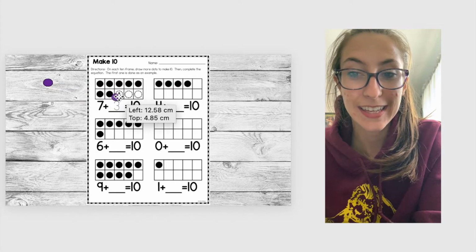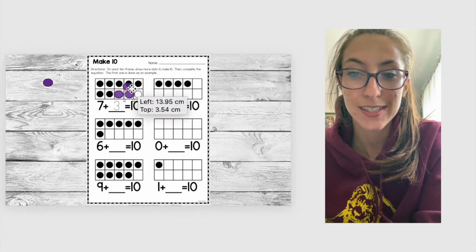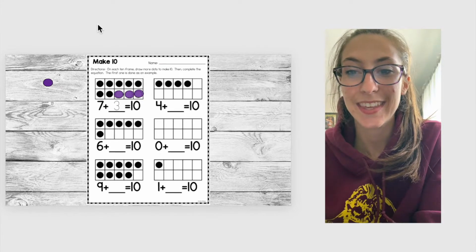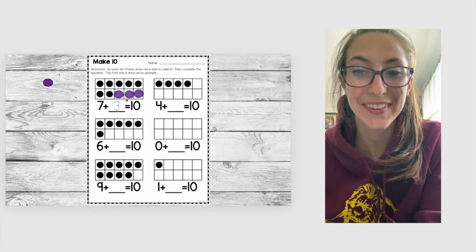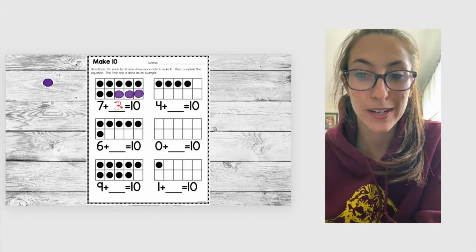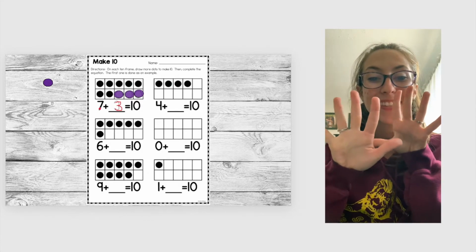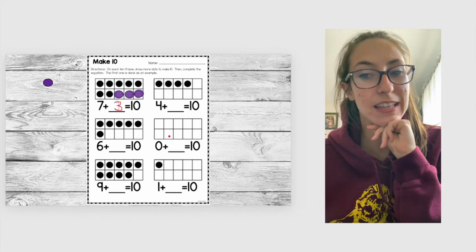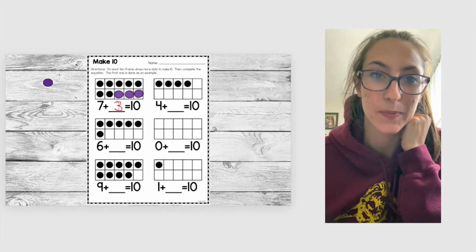You're going to fill in the empty squares with your dots. You can use whatever color you want. And once all the squares are full, you can count the purple dots or whatever color you use. So 1, 2, 3, which means my answer is 3. We're gonna put it on the line because 7 + 3 = 10. Okay, so you're gonna do that for all the rest. Fill in all those empty spaces and then count them to see what number goes on the line.